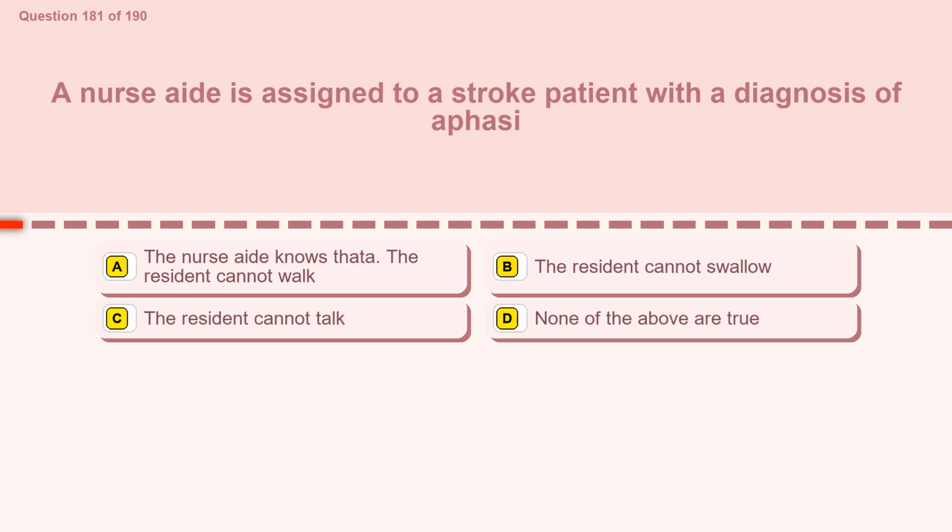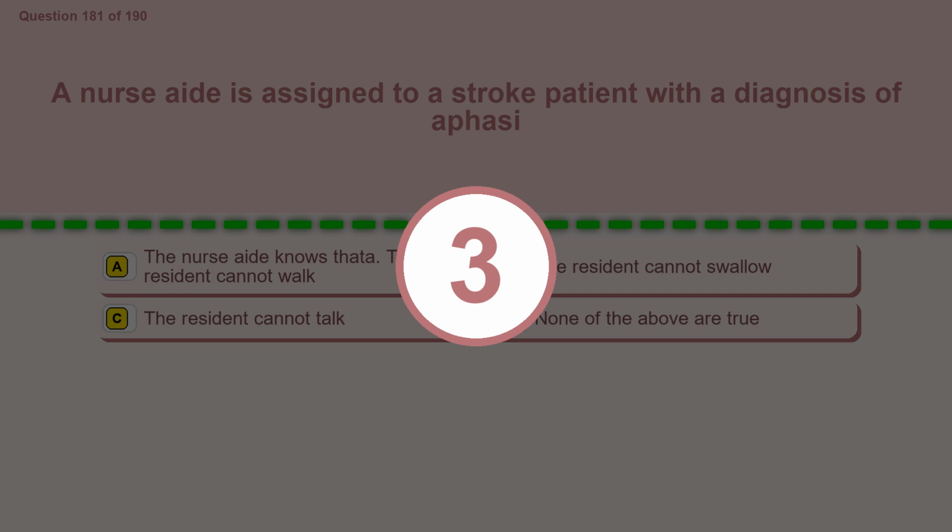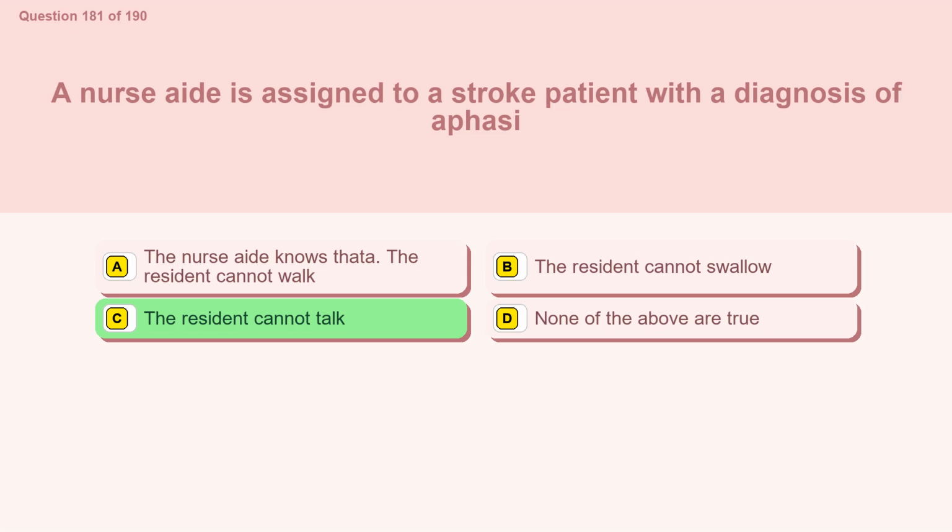Question 181. A nurse aide is assigned to a stroke patient with a diagnosis of aphasia. Option A, the nurse aide knows that the resident cannot walk. Option B, the resident cannot swallow. Option C, the resident cannot talk. Option D, none of the above are true. The correct answer is option C, the resident cannot talk.